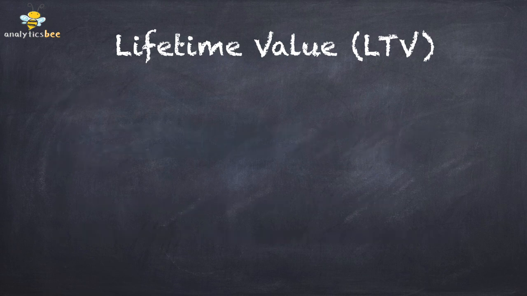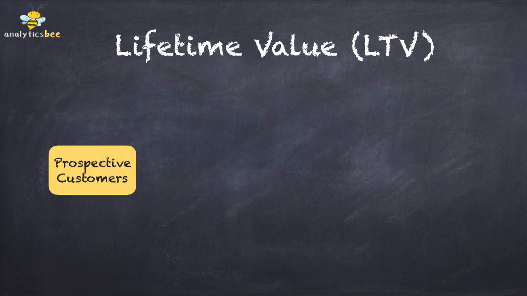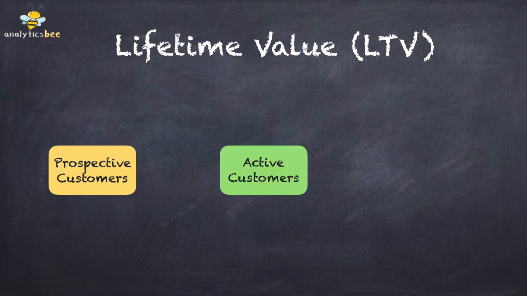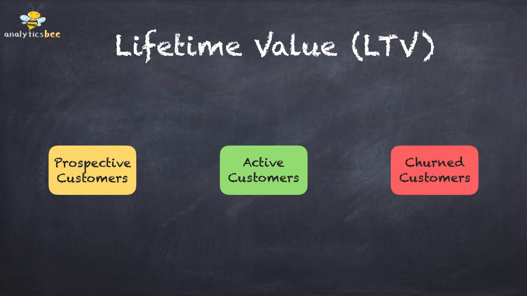A customer may go through multiple stages in the life cycle of her relationship with the business. She usually starts as a prospective customer. With her first purchase, she becomes an active customer. Over time, she may lose interest and become a churned customer. Only active customers contribute value to the business, so there's a lot of interest in keeping customers in the active state. The conversion of prospective customers into active customers is called acquisition.